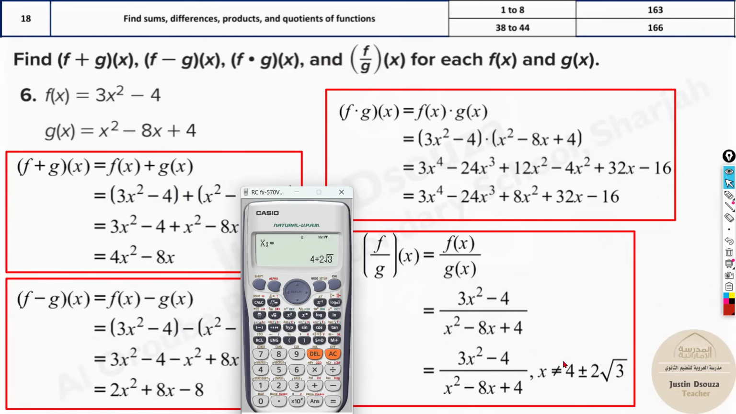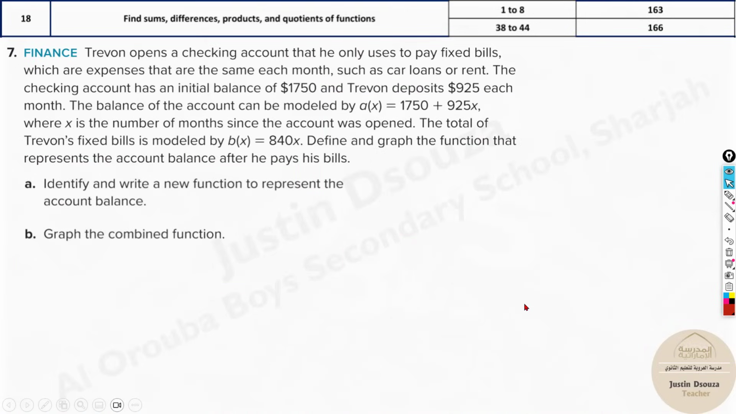The answer is 4 plus 2 root 3. Don't write in decimal. It will generally be in a fraction form like this. And then, over here it is 4 minus 2 root 3. These are the two values to be avoided. They have written plus or minus because both are included over there. Now we have a real world problem. You can try these by yourselves before I start solving it. You can read them. You can pause the video now, read them, and try solving it.